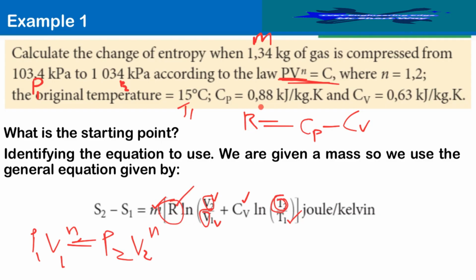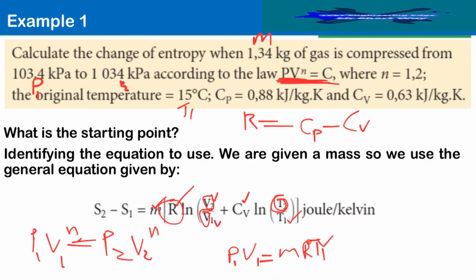So this is a simple plug and play. We're just going to say 0.88 minus 0.63, which gives us the R value, and then we're going to use this relationship to calculate V2. So P1 V1 is equal to m R T1.